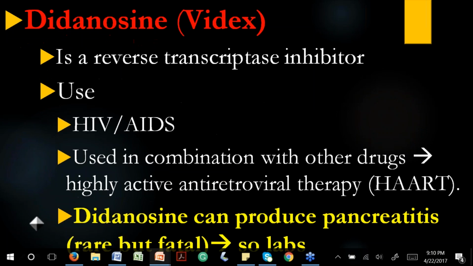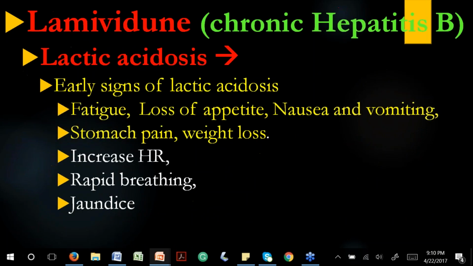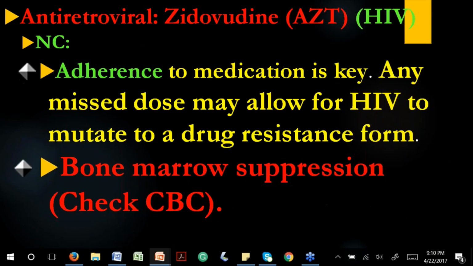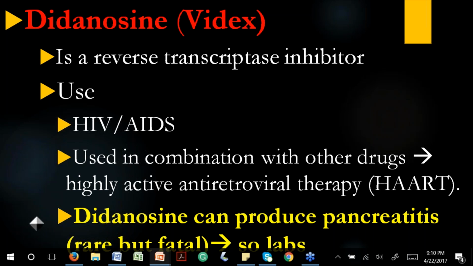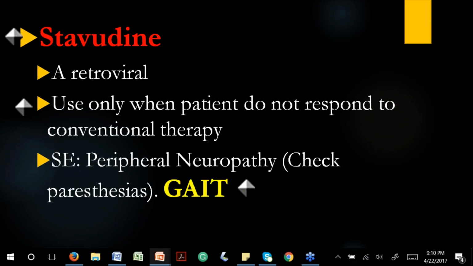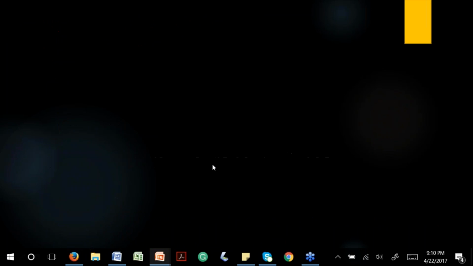Let's go one more time, very short. We have adherence, very important, patient education. Bone marrow suppression, pregnancy, pancreatitis, and gait. Those are the most common things that we need to remember, so make a note, make a summary, and try to remember those.